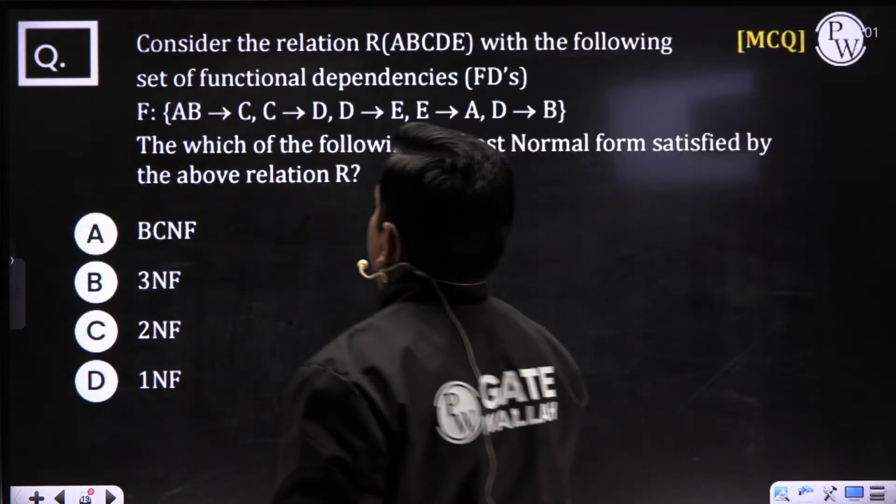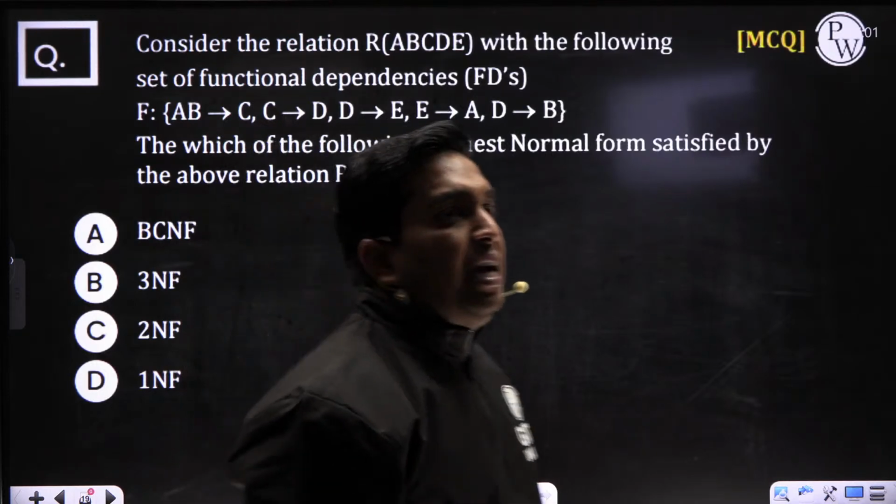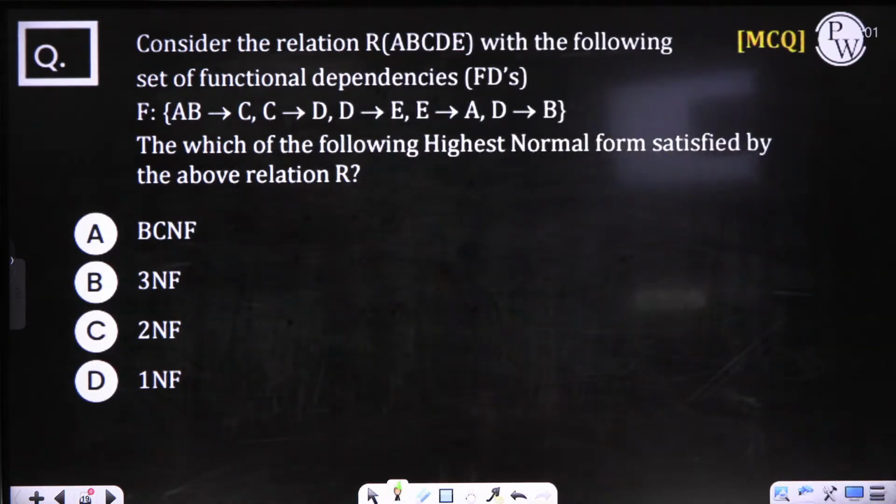Next question. Similar sort of question. It is an MCQ. Do it fast, everyone. Then I will start the transaction topic also.